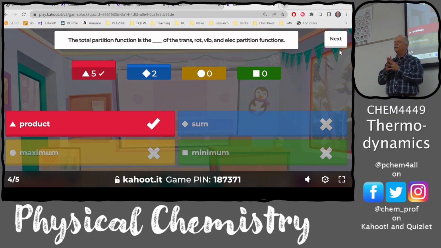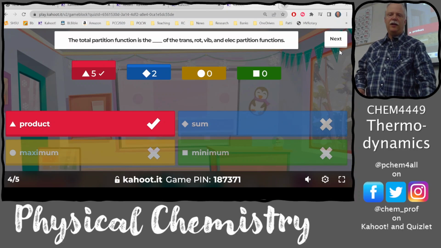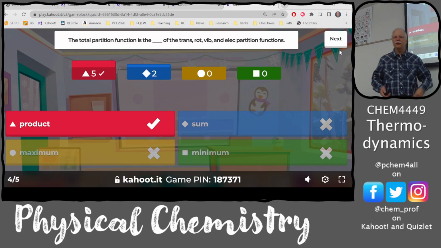But what is the energies? How would I calculate the total energy? Is it a product, a sum, a maximum, minimum? What would it be for energy? Energies are sums. So if I'm a molecule and I have energy in my translations, and then I'm going to add in my rotational energy and add in my vibrational energy. So energies are sums, the probabilities, and partition functions are products.